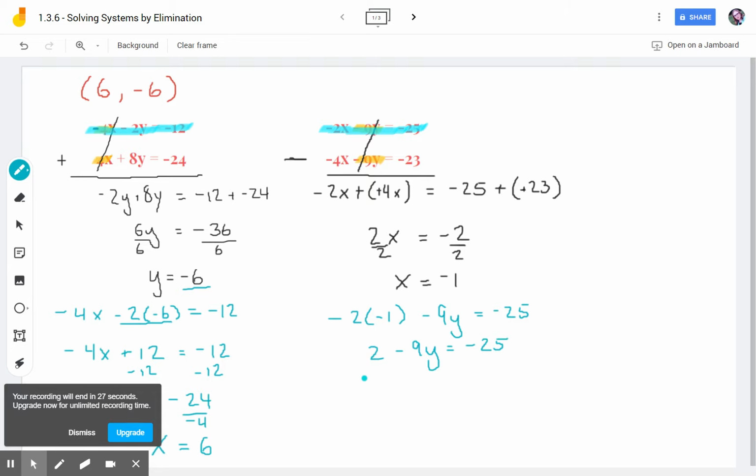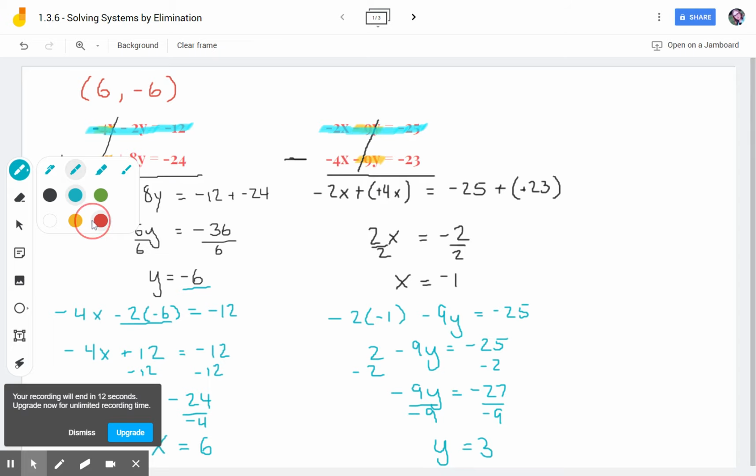I'm going to subtract 2 more from both sides and get negative 9y equal to negative 27. Divide both sides by negative 9, and we end up with y equal to positive 3. And so my final xy solution for this problem is going to be negative 1, 3.